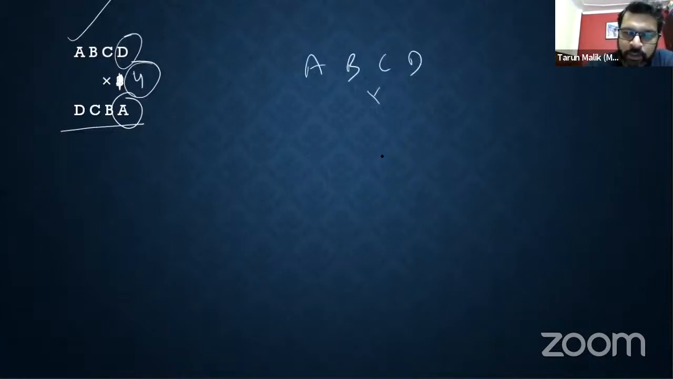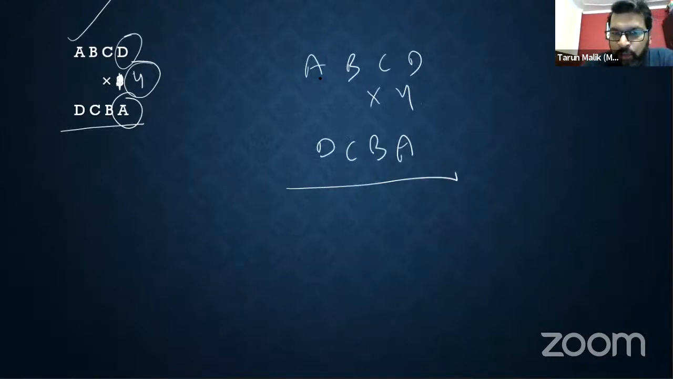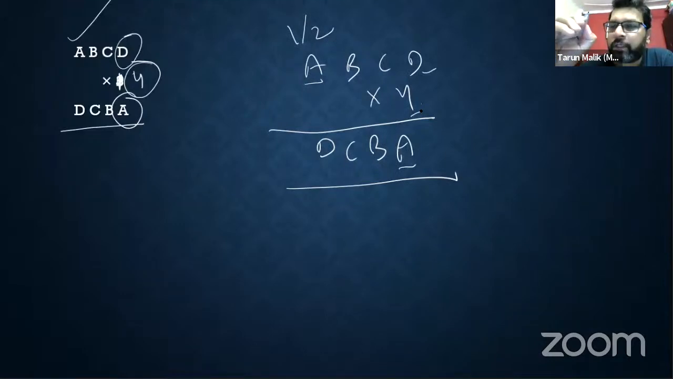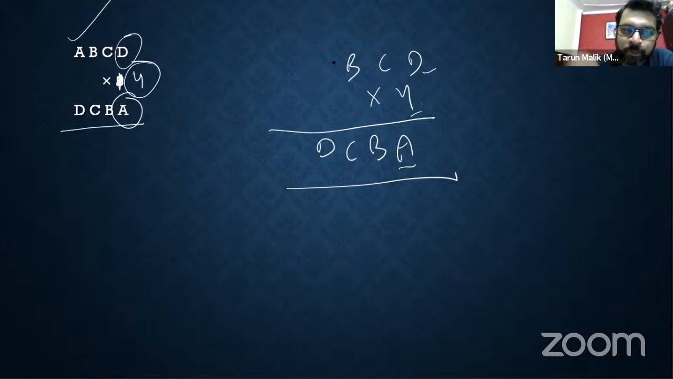A, B, C, D into 4 is D, C, B, A. First, we talked about A. A is either 1 or 2. It cannot be more than that, because in that case, the product must be of 5 digits. And A is something you are getting when you multiply D with 4. So it cannot be an odd number. So it cannot be 1. So that means A is definitely 2. I hope till now nobody has a problem.